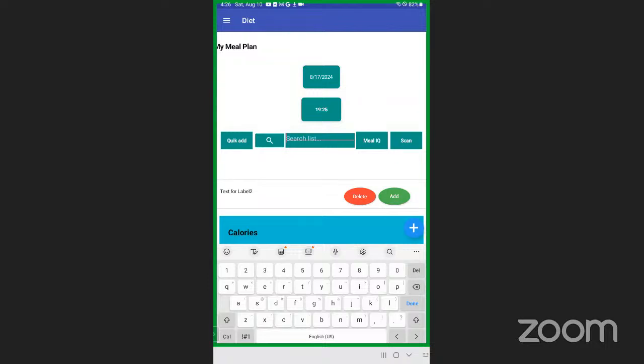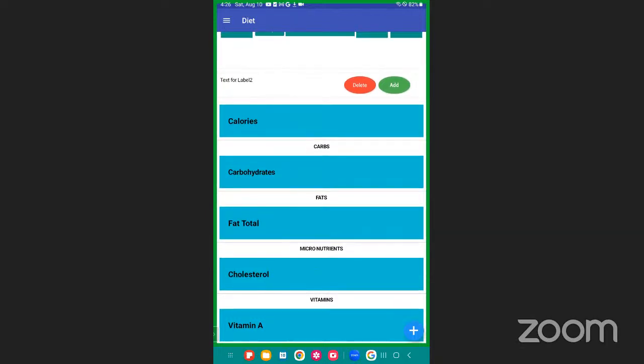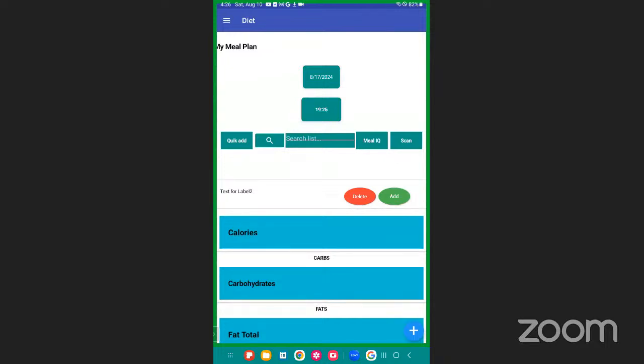Also in our plan, besides this, we can scan a barcode or just take a picture of the meal, and it gives calories, carbohydrates, fat, vitamins. Go back again.